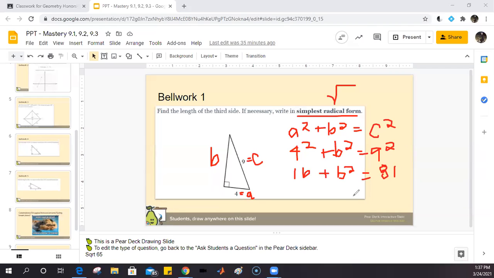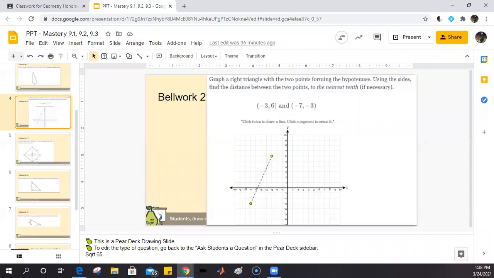When we subtract 16 on both sides, we get 65. And then square root both sides, and we should get B is equal to the square root of 65, which does not simplify. All right, bell work 2 said make a right triangle with these 2 points. So we should have made a triangle that looked like this.